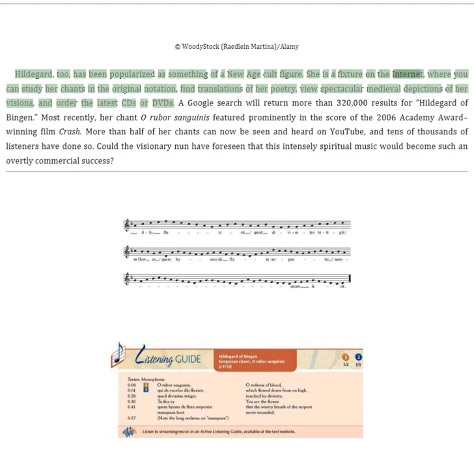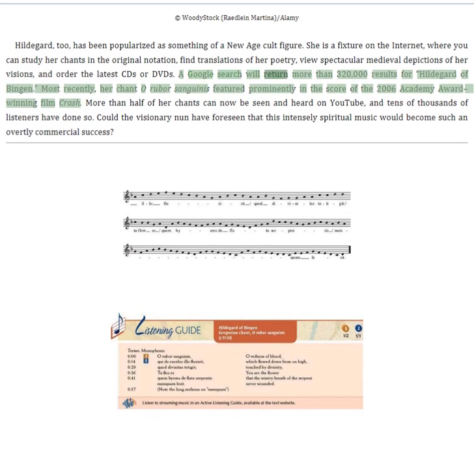She is a fixture on the internet, where you can study her chants in the original notation, find translations of her poetry, view spectacular medieval depictions of her visions, and order the latest CDs or DVDs. A Google search will return more than 320,000 results for Hildegard of Bingen. Most recently, her chant O Rubor Sanguinis featured prominently in the score of the 2006 Academy Award-winning film Crash.